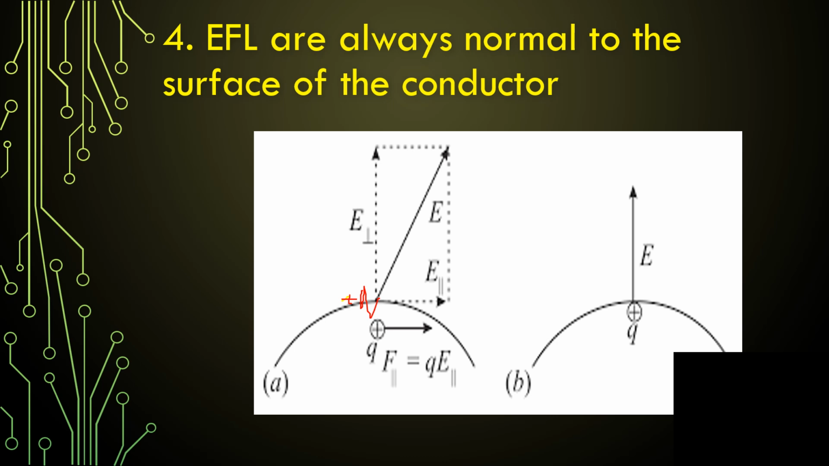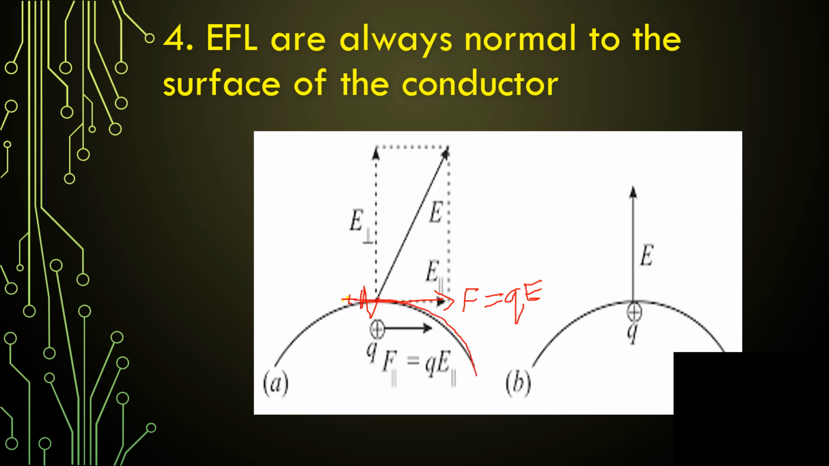Then what happens? We know that a charge always experiences force along the direction of the electric field. What is the force experienced by a charged particle? It is equal to Q into E, right? This is the force. So this charge experiences a force qE. Therefore this particle experiences force along the direction of the electric field and it tends to move along this direction. So this charge moves on the surface.